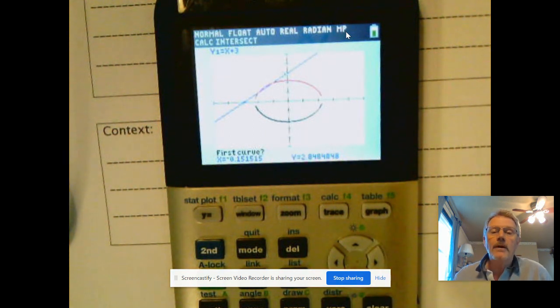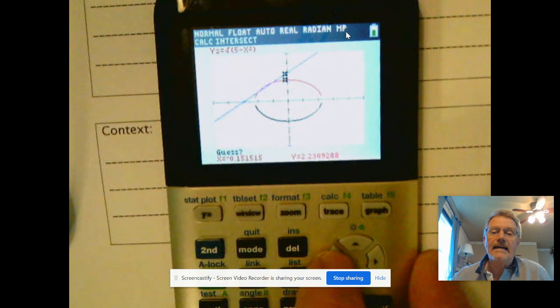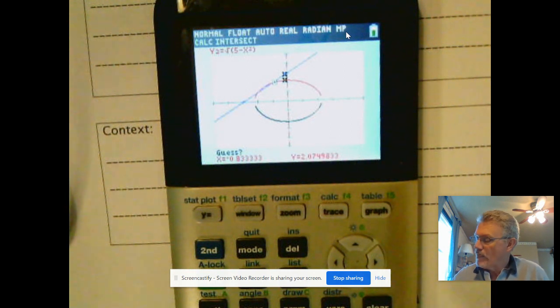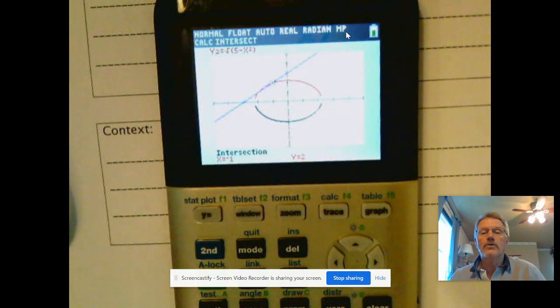All right, so we're going to go back to where we started. It's asking for the first curve, so I hit enter to choose the line. Now it's asking for the second curve. It moved to the top of the circle, so I push enter. And now it's saying guess. Remember there's 2 points of intersection, so I'm going to go closer to the top one. When I guess the next time, I'm going to do the same process, but go closer to the bottom intersection.